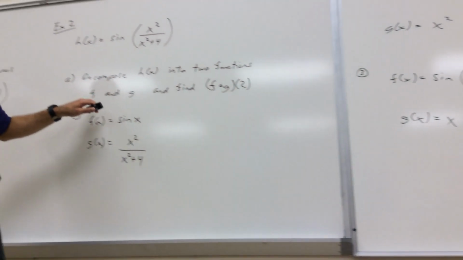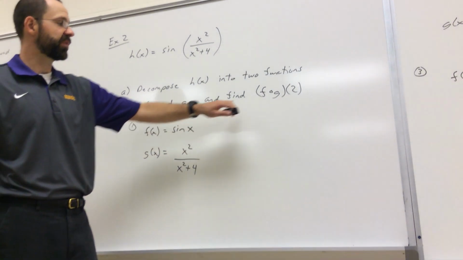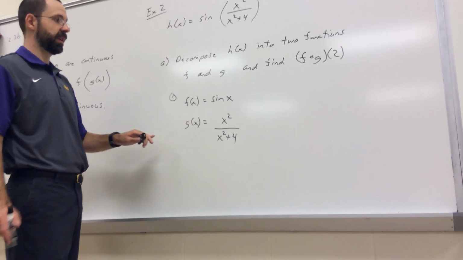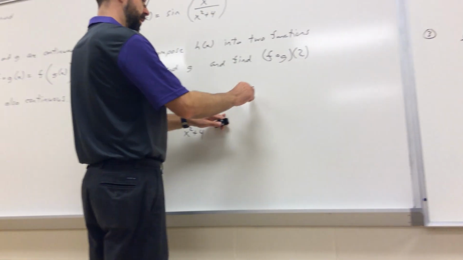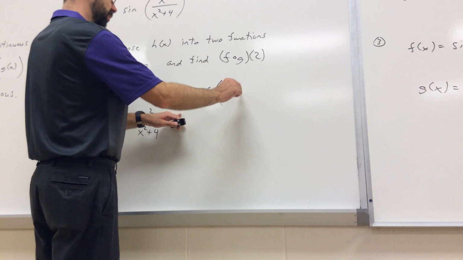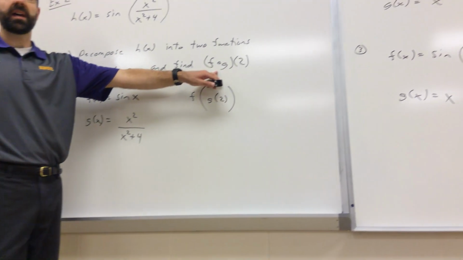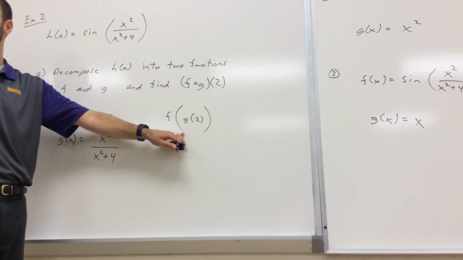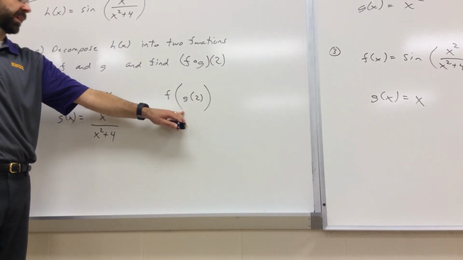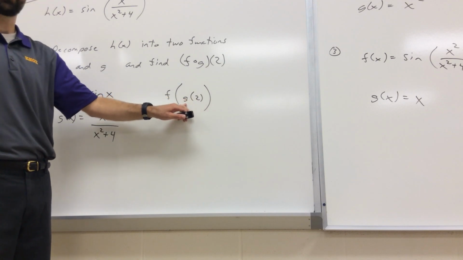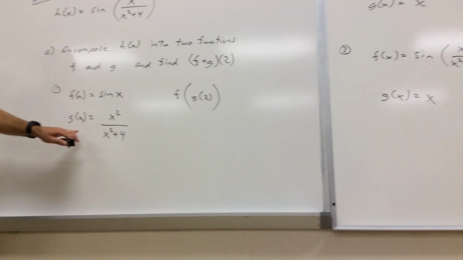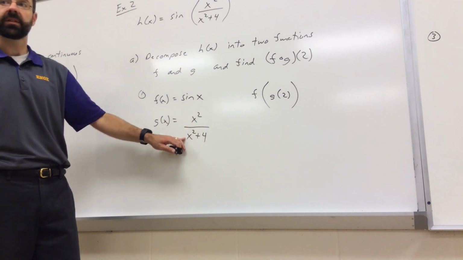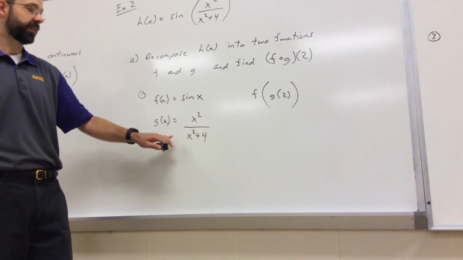That said decompose h into 2 functions f and g. Okay, then for the second part, we have to find f of g of 2. So I'm just going to do this one. So f of g of 2 is another way to write that. This and this are the exact same thing. And this means plug 2 into g first. So if you plug 2 into g, you're going to get 4 divided by 8. So 1/2.